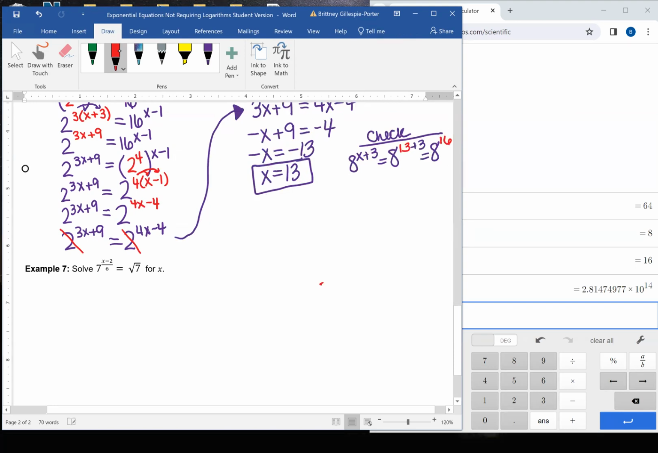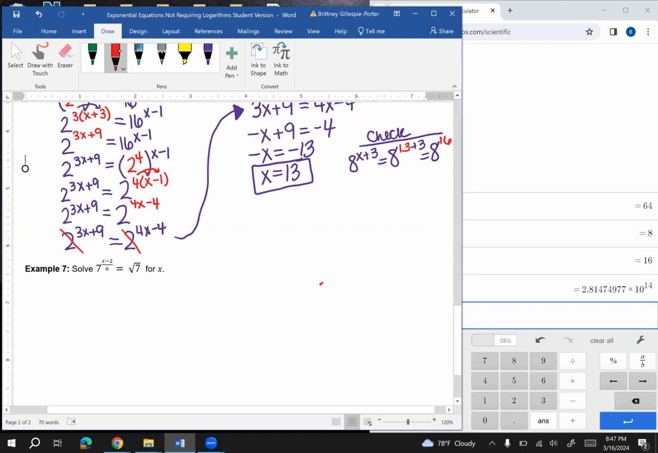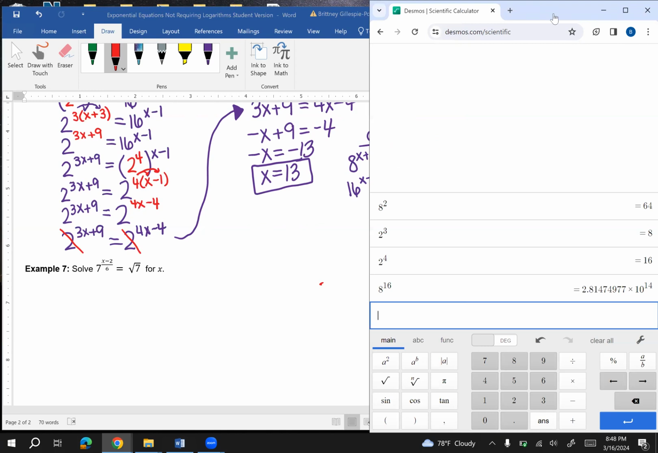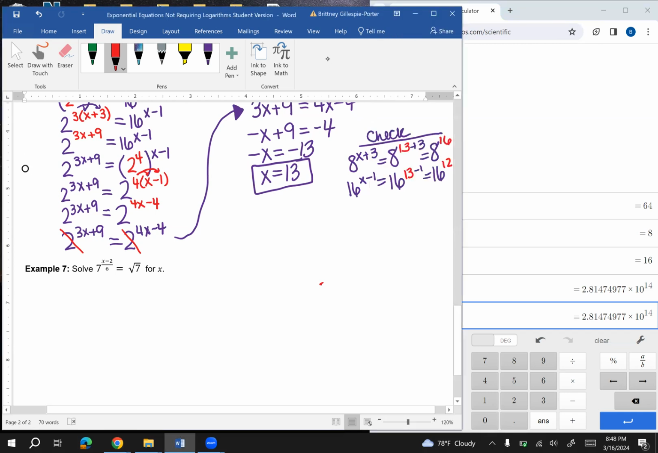And if we check our other side of the equation, we would have 16 to the x minus 1, which would be 16 to the 13 minus 1, which gets us 16 to the 12. And you may think that, wait, those aren't the same. But if we go back to our calculator and we check what 16 to the 12 is, we get the same really gross number. So x equal to 13 is our answer. One more.